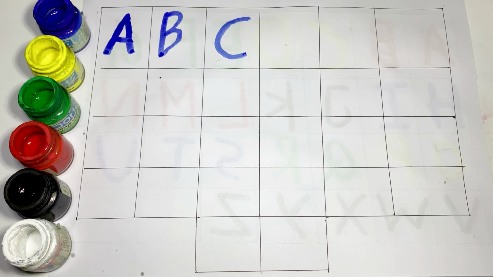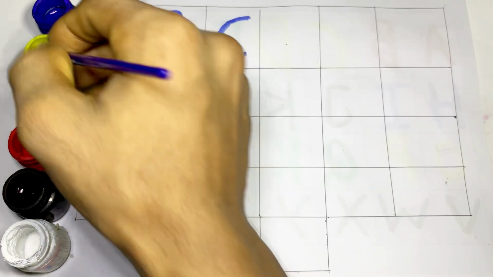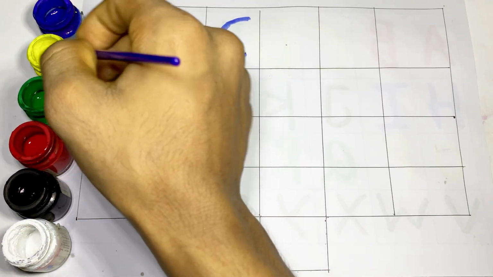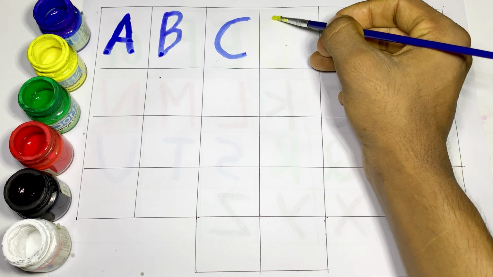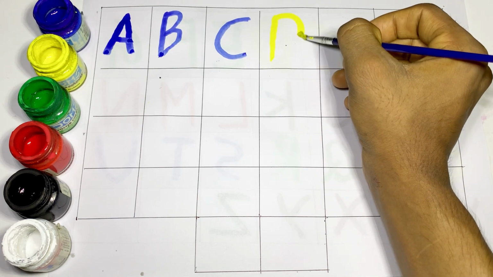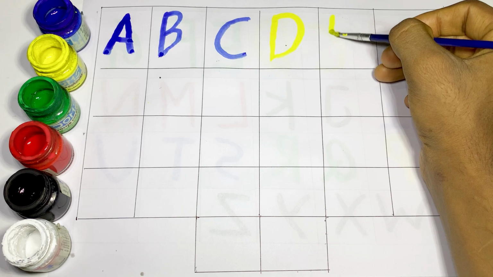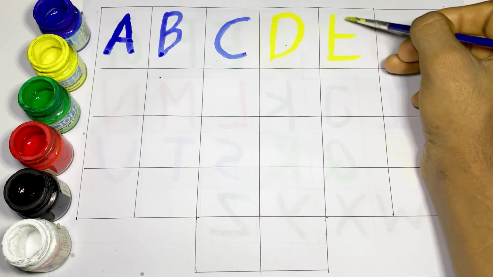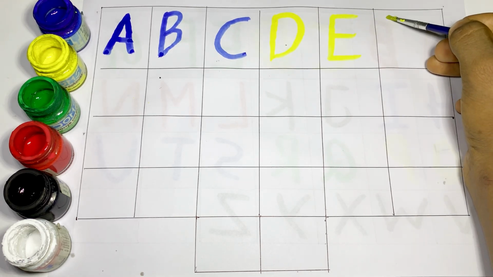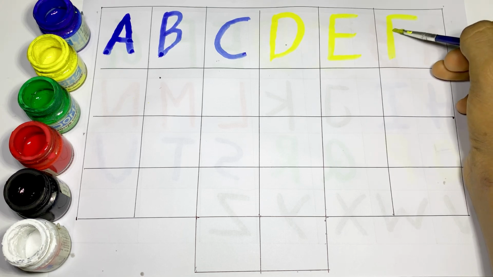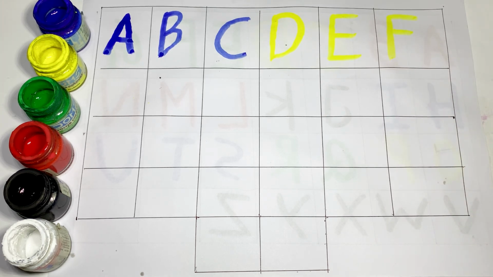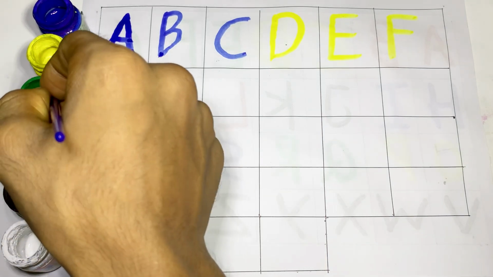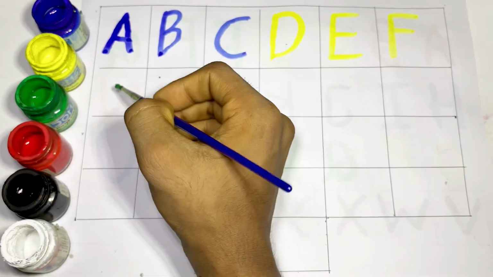Kids, now D. D for dog, D for doll, and here is yellow color. E. E for egg, E for elephant. F. F for fish, F for fan. Now G. G for goat, G for grapes, and here is green color.